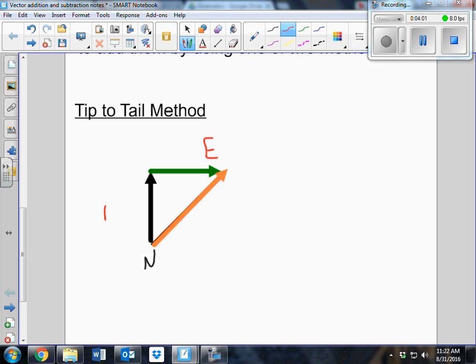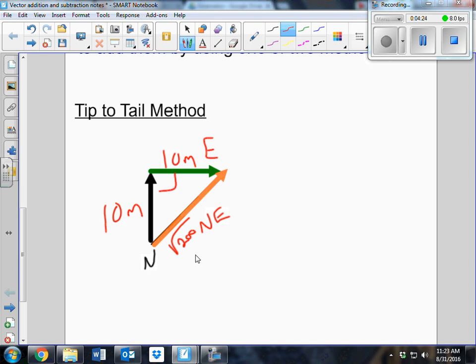So for example, if I walk 10 meters north and I walked 10 meters east, then my resultant is going to be, well, the square root of 200, but it's going to be northeast. And then that is the square root of 200. And the way I'm getting that mathematically is that's a right triangle.